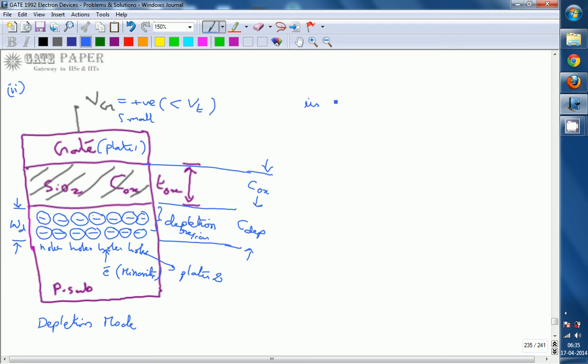In depletion mode, the capacitance of the MOS capacitor reduces, because the total capacitance is a series of two capacitances. So series of two capacitances can be written as 1 by C is equal to 1 by COX plus 1 by C depletion. Since they are in series, capacitances in series can be written in this way. So C is going to reduce.